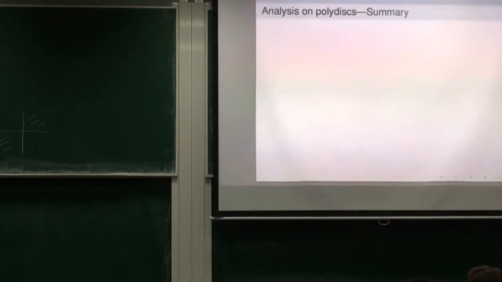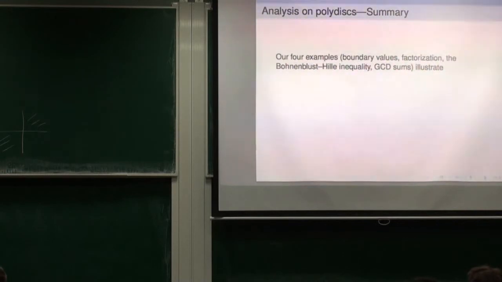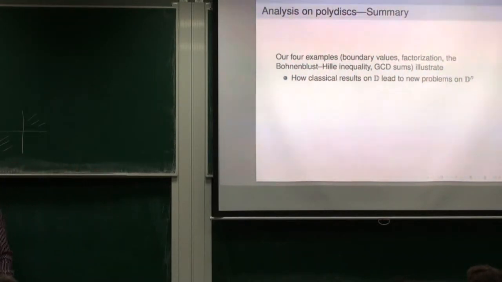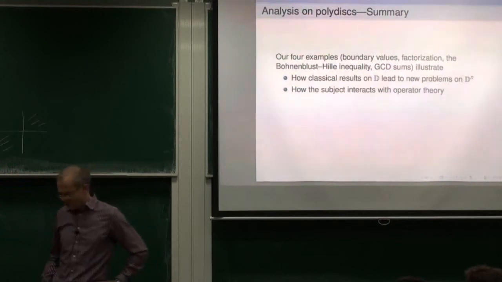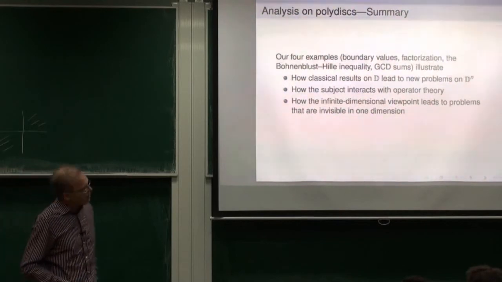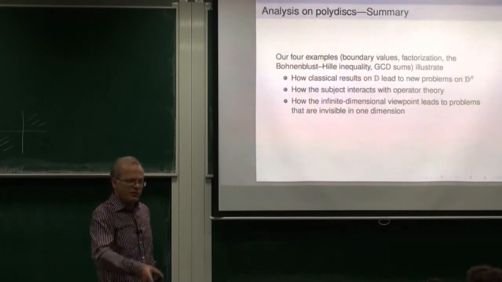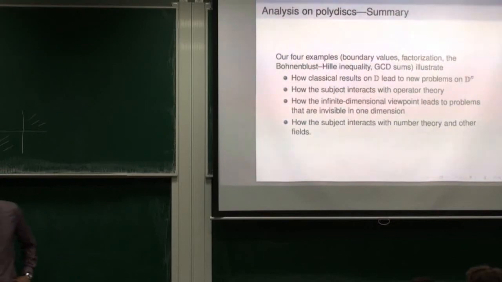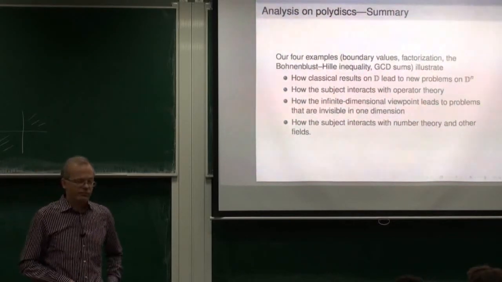Okay, so I'm done with my four examples, and I just summarize what I've said. Rudin's example hopefully shows you that classical results on the disk lead to new problems on the polydisc. Well, it was done in 1969, but still. I tried to convince you that there is interesting interaction with operator theory with these Hankel forms. The infinite dimensional viewpoint leads to problems that you cannot see in one dimension. And finally, the subject interacts with number theory and other fields. Thank you.